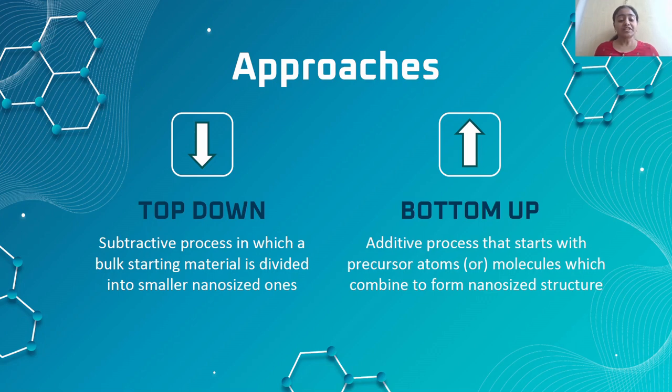There are two major approaches in synthesizing nanomaterials. In top-down approach, we take the bulk form of the material and divide it into nano-sized particles. It is essentially a subtractive process. In bottom-up approach, we take the individual atoms and combine them to form nano-sized materials. This can be regarded as an additive process.